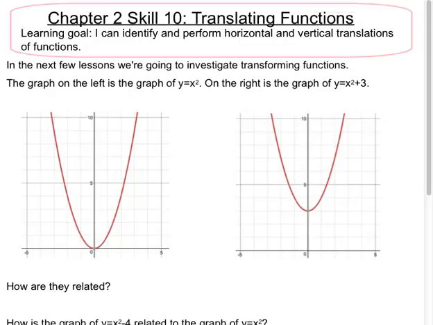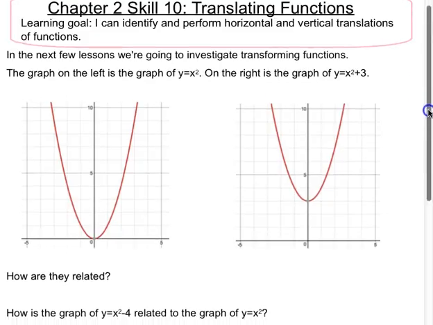Welcome back. So for the next couple lessons, we're going to be taking a break from linear things. Instead, we're going to focus on transformations, because transforming functions is going to be a key thing in graphing all throughout the rest of Algebra 2. So what I've done is I've actually provided a couple graphs for you.